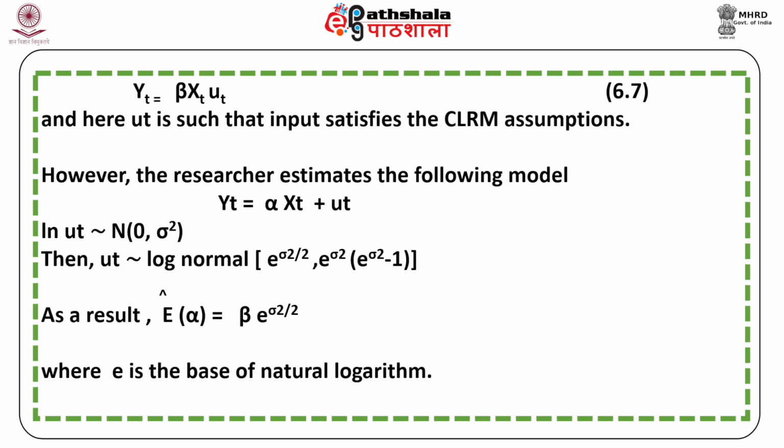Given that log mu t satisfies the OLS assumptions, it must be true that log mu t is normally distributed with 0 mean and sigma square as the variance. Then mu t is distributed log normally with mean e raised to the power sigma square by 2 and with variance e raised to the power sigma square into (e raised to the power sigma square minus 1). As a result, the expectation of alpha hat is equal to beta into e raised to sigma square divided by 2, where e is the base of the natural logarithm.